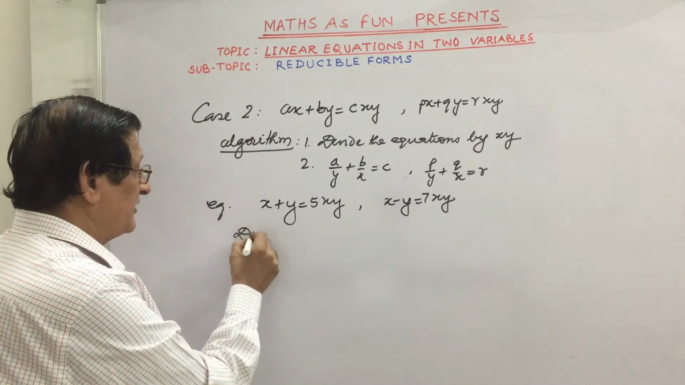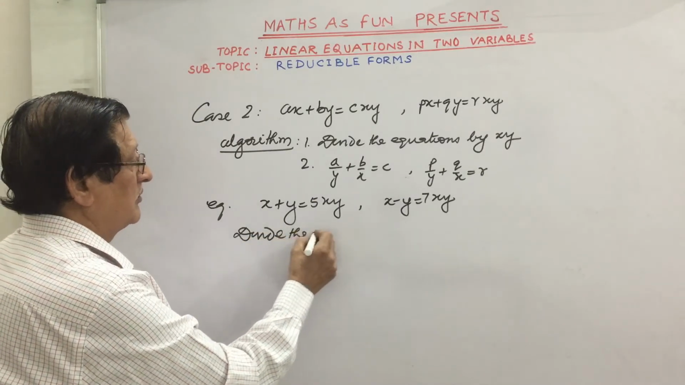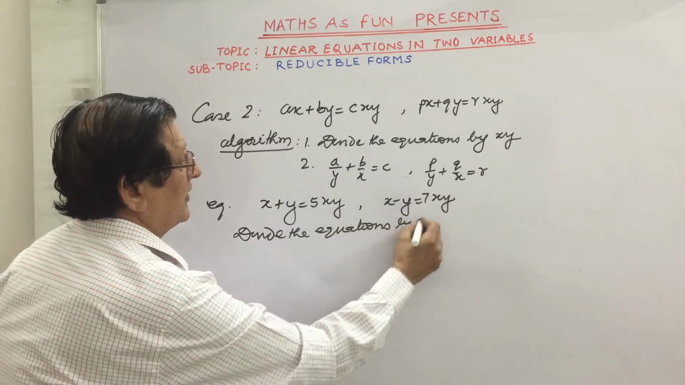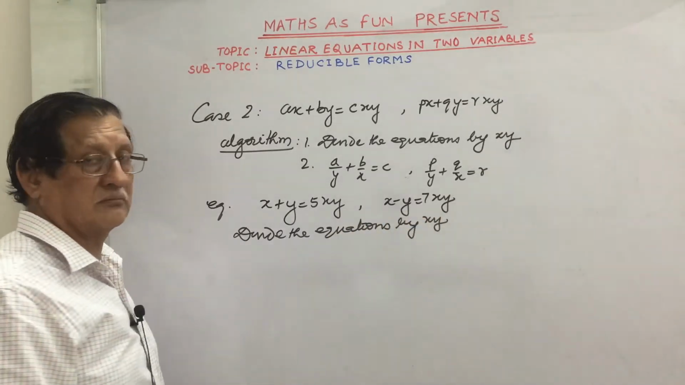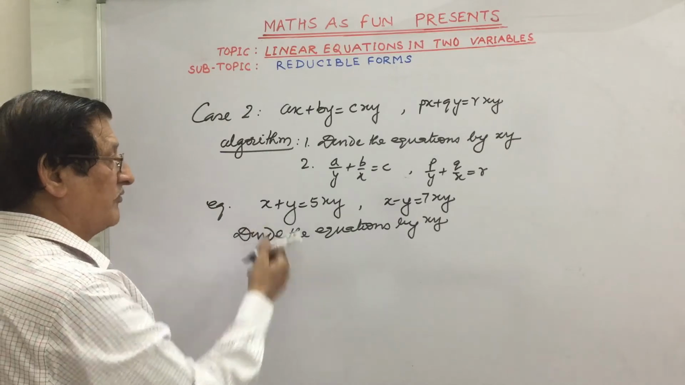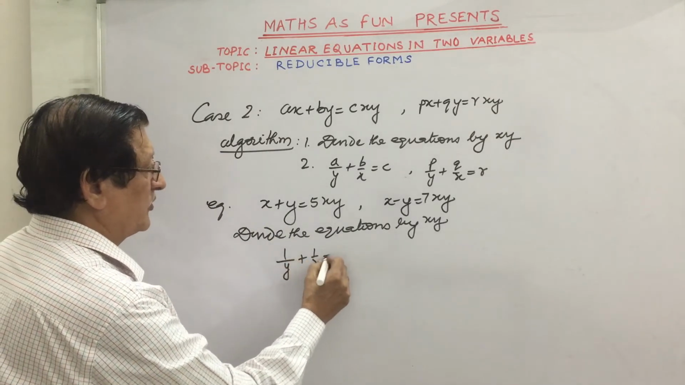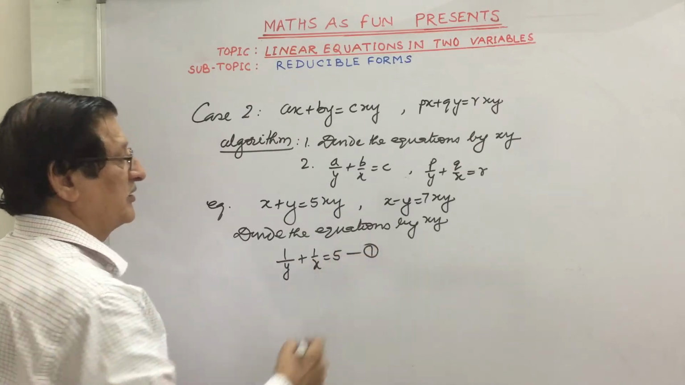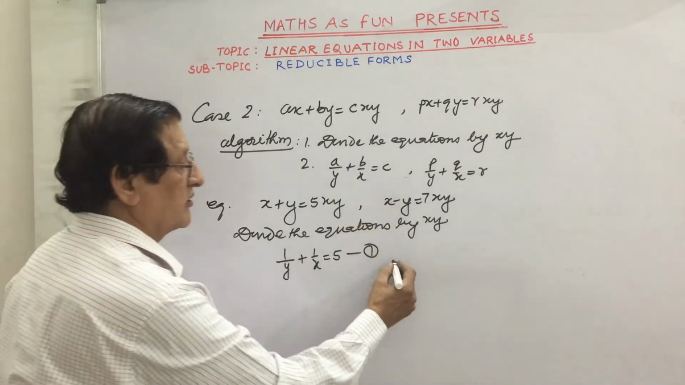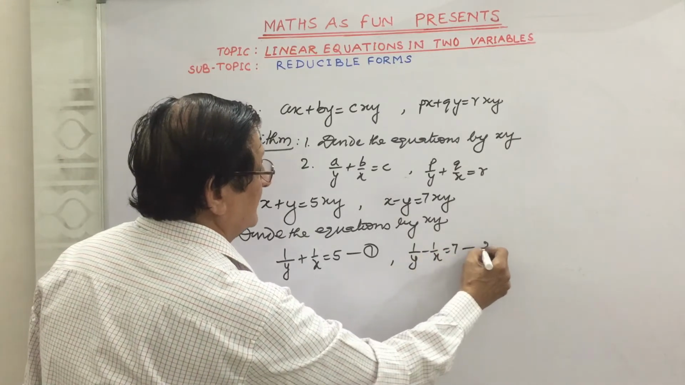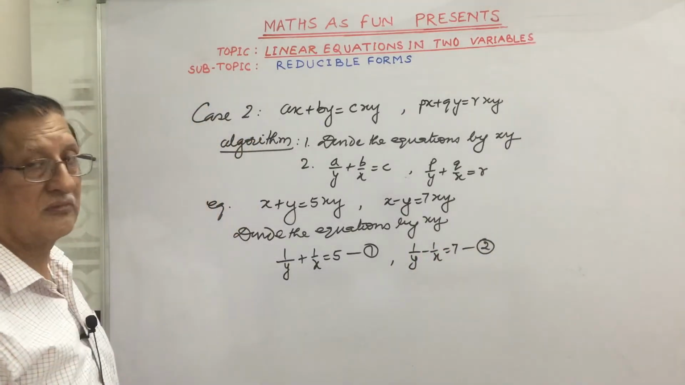If we divide the equations by xy, then we will have here 1 upon y plus 1 upon x is equal to 5. This can be taken as equation number 1, and another equation will be 1 upon y minus 1 upon x is equal to 7. This is the second equation.